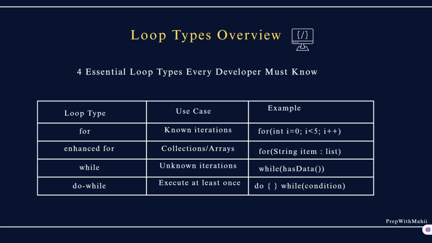Let me give you examples. For loop, when you know exactly how many times to iterate. Enhanced for loop, for collections and arrays. While loop, when you don't know the iteration count. Do while loop, execute at least once.